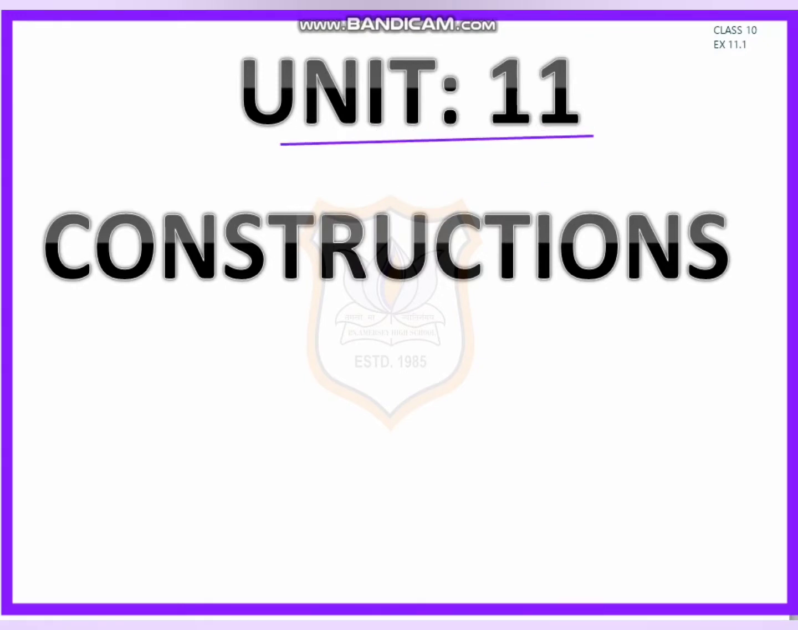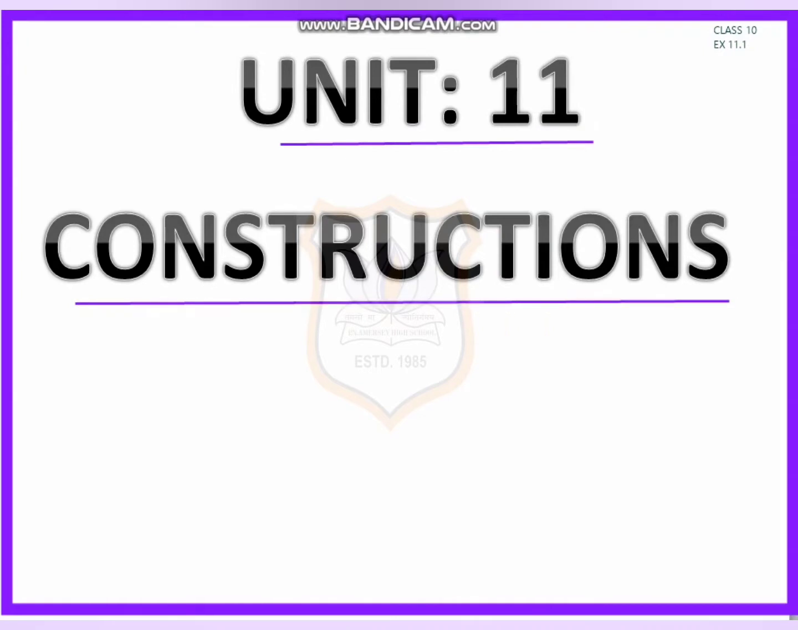Unit 11 is construction. It is a very interesting topic in which we have three types of sums. First is sums based on a line, in which we have to divide any line into ratio parts. Means suppose a line is 4 centimeter, we have to divide it into a ratio of 3 is to 2. Second is triangle based, and third is circle based. We have to draw circles of different parameters.